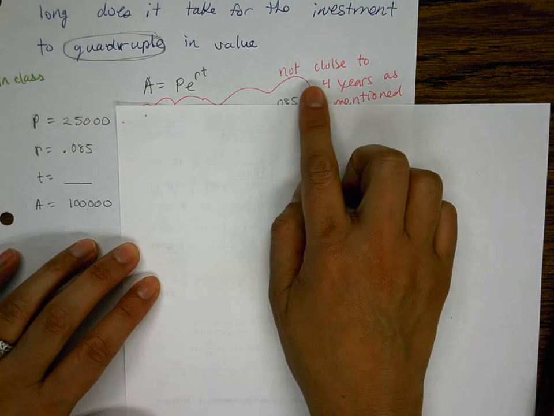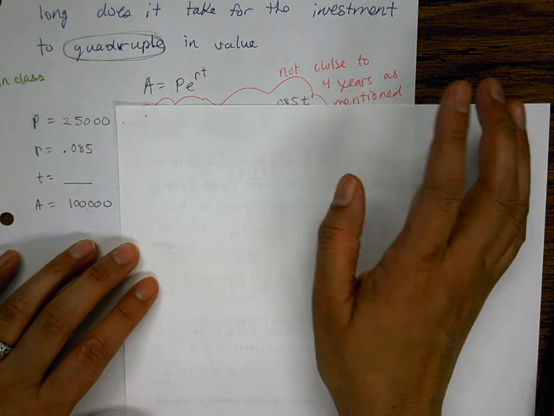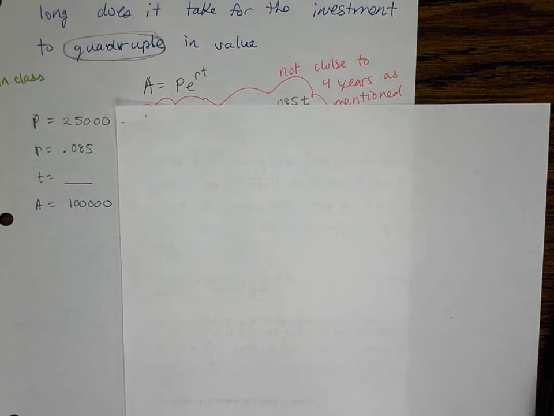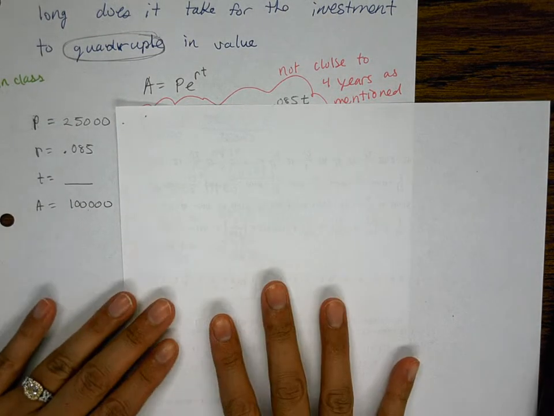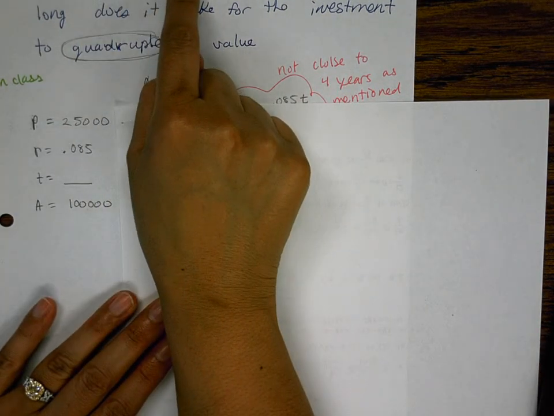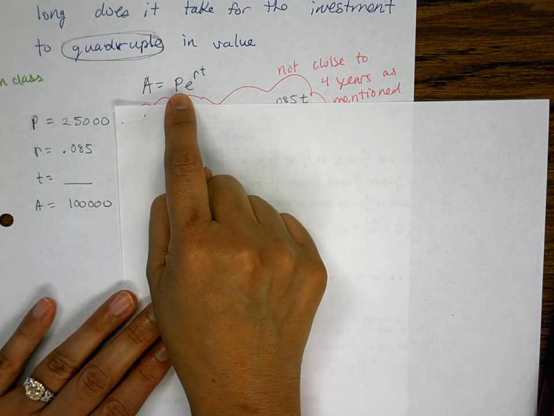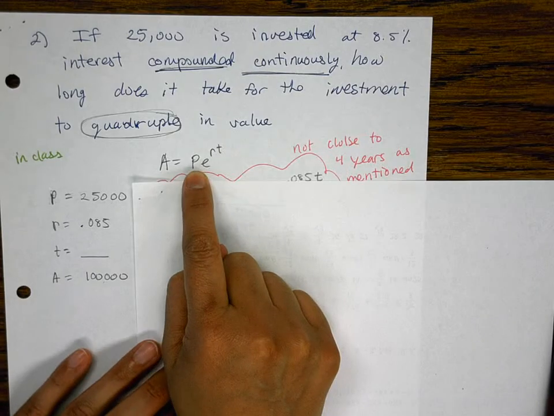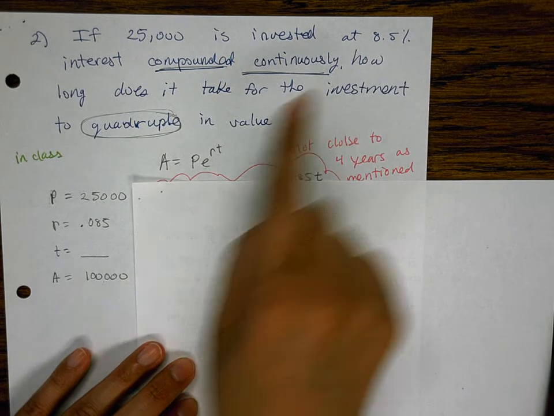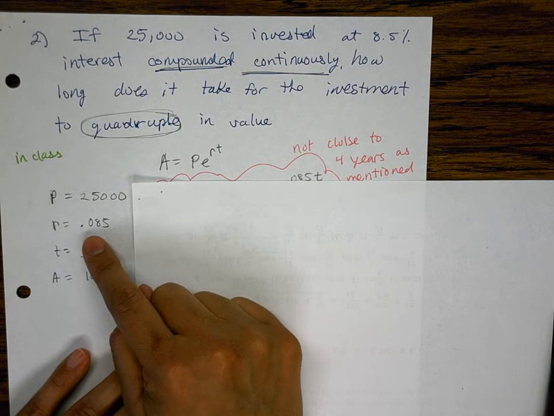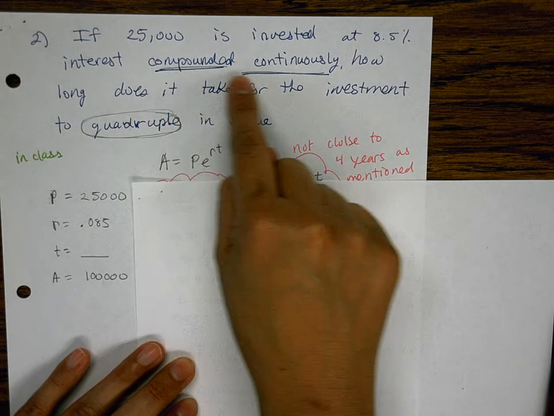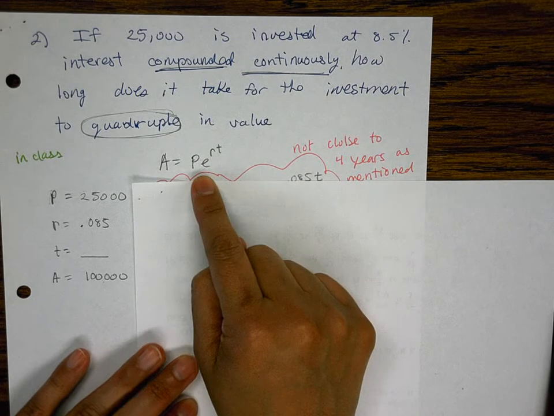Now, I put a little note here. It's not close to 4 like I had mentioned in the notes. I don't know why I said that. I watched it again and it is not close to 4. Okay, so I'm going to go ahead and work it out now. If $25,000 is invested, so $25,000 is our initial amount. P is the initial amount, where the A naught usually is. 8.5%, so that's 0.085. Compounded continuously means we're using the PERT formula.